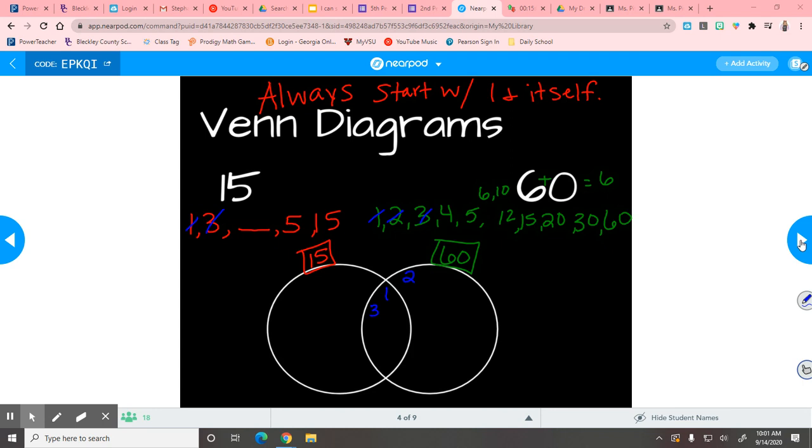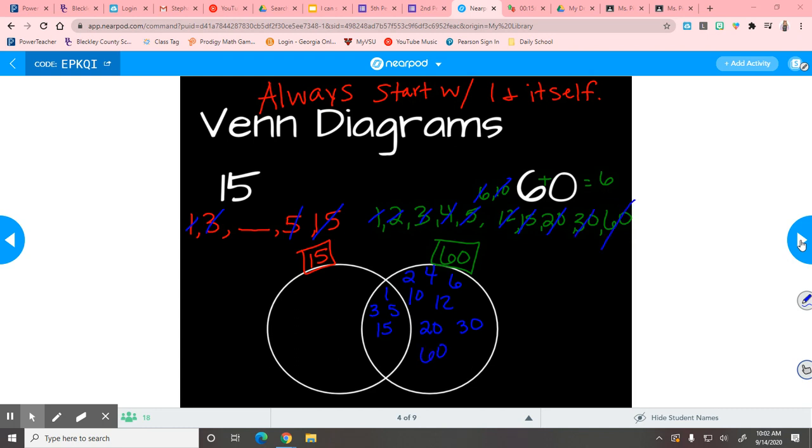Do they both have 4? No. Do they both have 5? Yes. Do they both have 6? No. 10? No. 12? No. 15? Yes. 20? No. 30? No. 60? No.